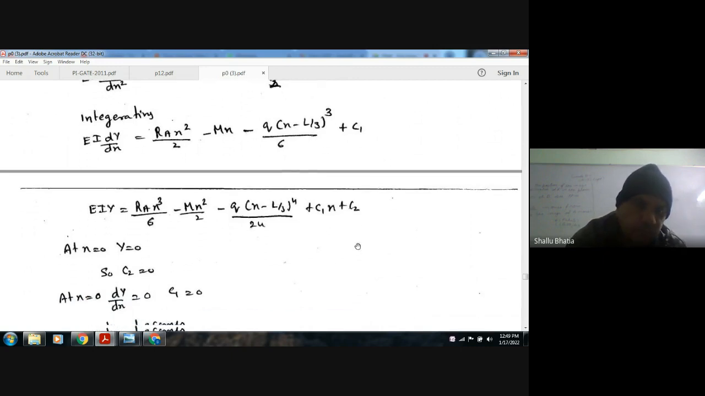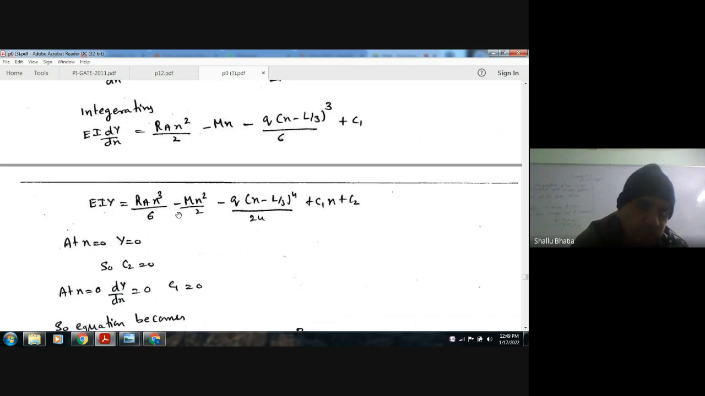At x equal to 0 there is no deflection, so y is 0. In this method, whenever a negative sign comes out in a bracket, we take it as 0. So this term is 0, and from this C2 will be 0. At the fixed end the slope is also 0, so at x equal to 0, dy by dx is 0. From this equation we can get C1 also.